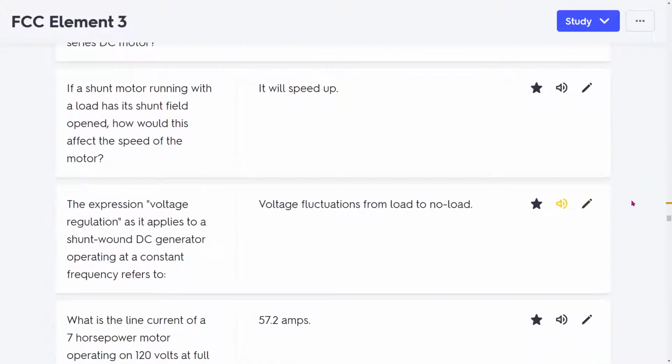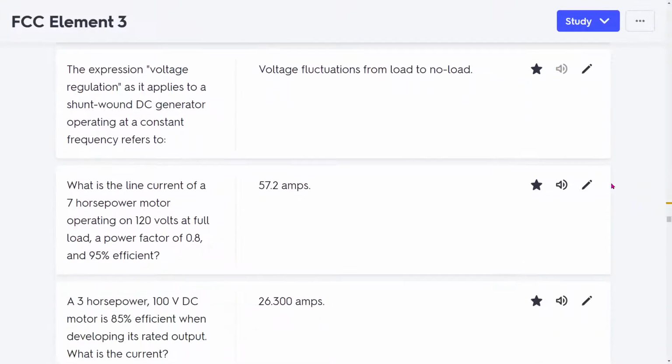The expression voltage regulation as it applies to a shunt-wound DC generator operating at a constant frequency refers to voltage fluctuations from load to no load.